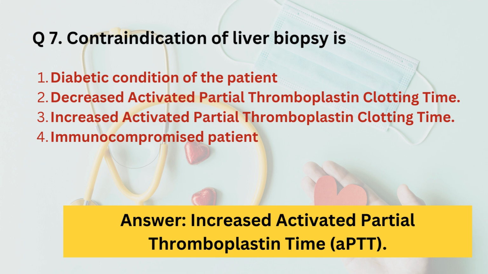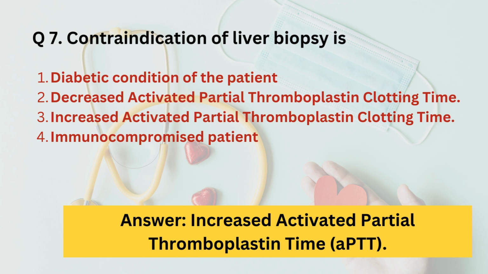I told first option, that is a diabetic condition of the patient. Diabetes is not a contraindication for liver biopsy unless there are uncontrolled blood sugar levels, glucose levels, or any related complications like severe infection or poor wound healing. Second option I told decreased activated partial thromboplastin time, that is decreased APTT. Decreased APTT indicates a faster than normal clotting time and does not contraindicate liver biopsy.